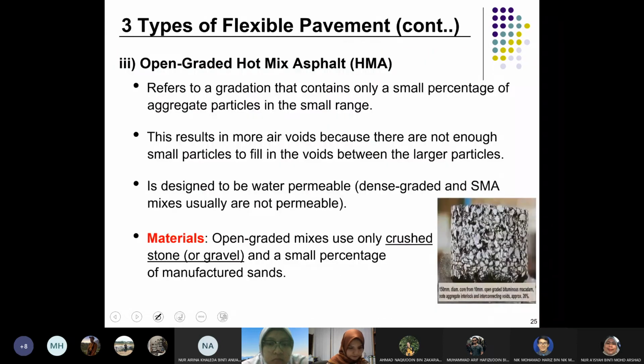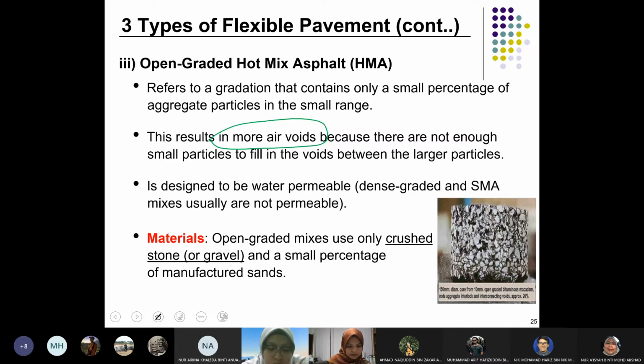Alright, again. Ini yang open graded. Open graded usually use a crushed stone and also small percentage of manufactured sand. Right? So kalau you tengok di sini, they said that this result in more air voids. Ini lagi worse lah compared to SMA tadi, because there are not enough small particles to fill in the voids between the larger particles. Right?